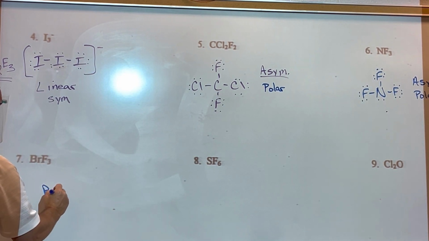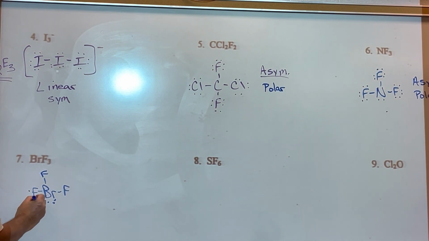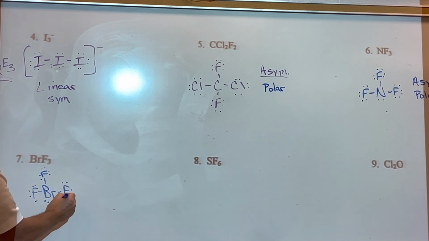BrF3. I think it looks like that. Isn't there 2 lone pair on the bromine? Okay? And then all the lone pair around the fluorines. So this is going to be symmetrical or asymmetrical? Asymmetrical. The shape is T-shaped.